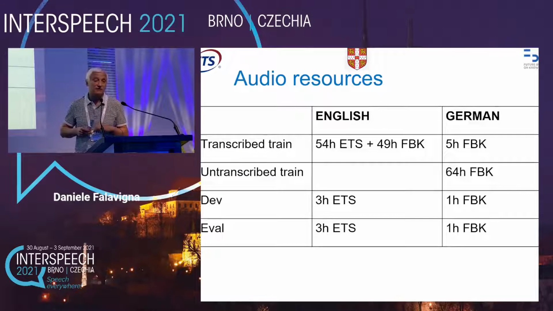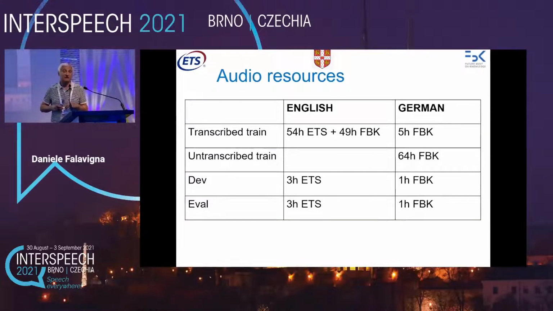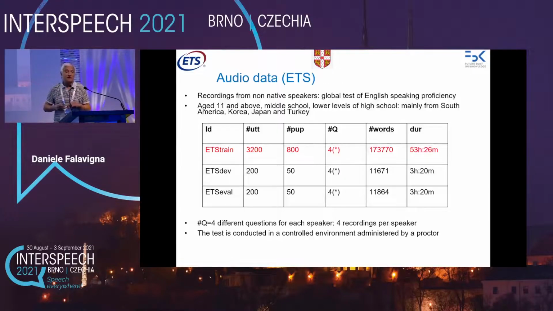The audio resources, in general, for English and for German. And as you can notice, for German we have much less data than for English, especially transcribed data, only 5 hours for training. ETS data.